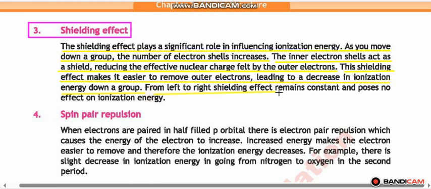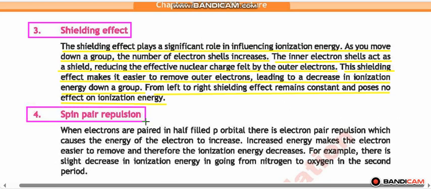From left to right, the shielding effect remains constant and causes no effect on the ionization energies. Students, you know that from left to right the number of shells remains the same, hence the shielding effect doesn't change and there is no effect of shielding upon the ionization energies of the elements.